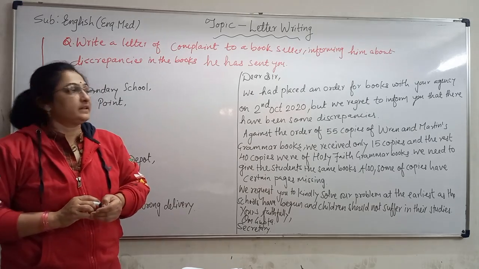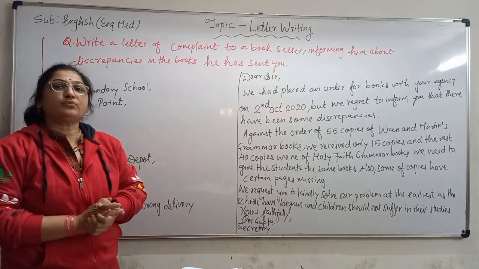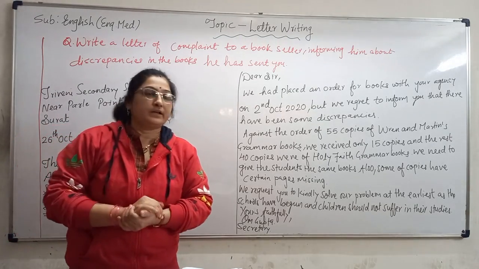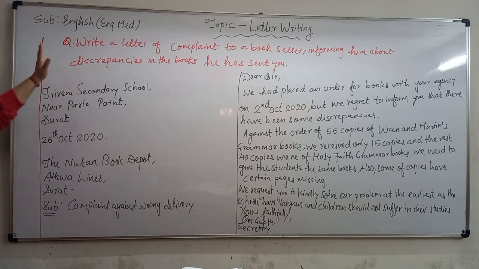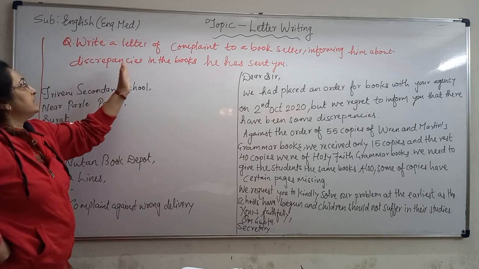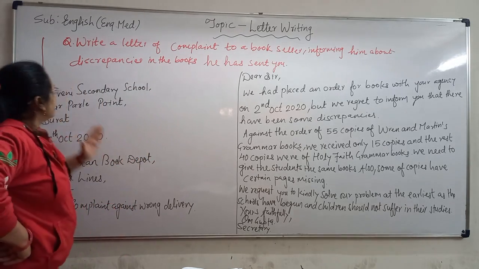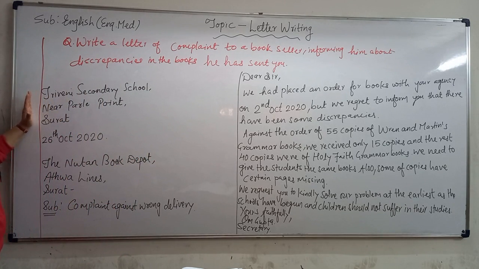See, this is the letter that we have completed. This is your formal letter. Just revise this. Your question is like this: write a letter of complaint to a bookseller informing him about discrepancies in the books he has sent you. So this is the sender's address, that is Triveni Secondary School, Parle Point, Surat. If you know the pin, you can write it. Otherwise it's okay, but nowadays it is compulsory to write the pin. Now leave one line, then write the date, then the receiver's address, the Nutan Book Depot, Atwa Lines, Surat.